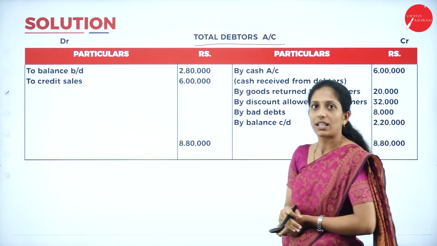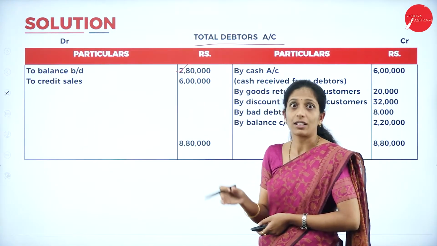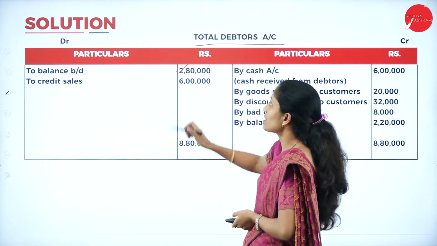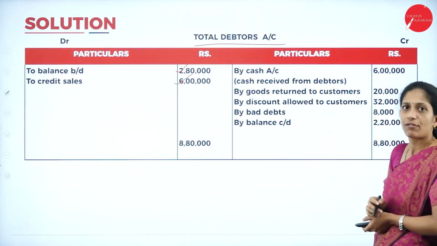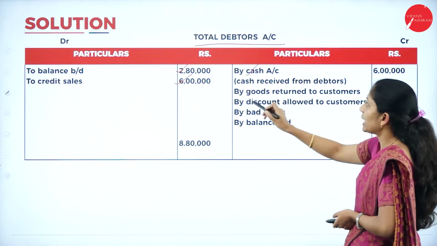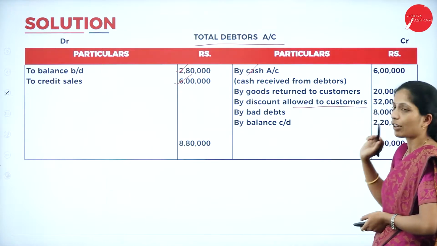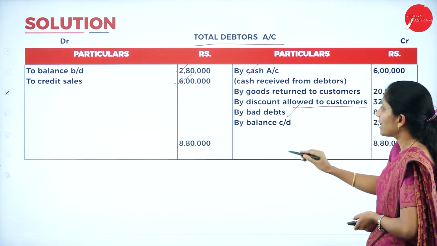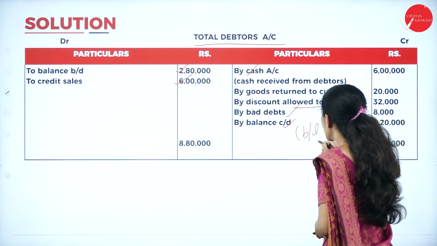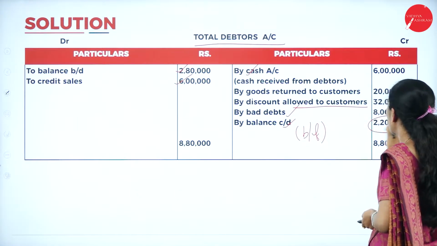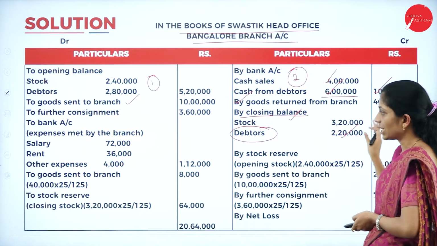Now, how to prepare total debtors account? In the debit side, write balance brought down, that is opening debtors. Next, credit sales will be recorded in the debit side. Coming to the credit side, cash received from debtors will be recorded. Next, goods returned by customers or any discount allowed, we will record in the credit side. Next, bad debts, and the balancing figure will be closing debtors. So, this is a balancing figure. 2,20,000 is the closing debtors. So, write this closing debtors.